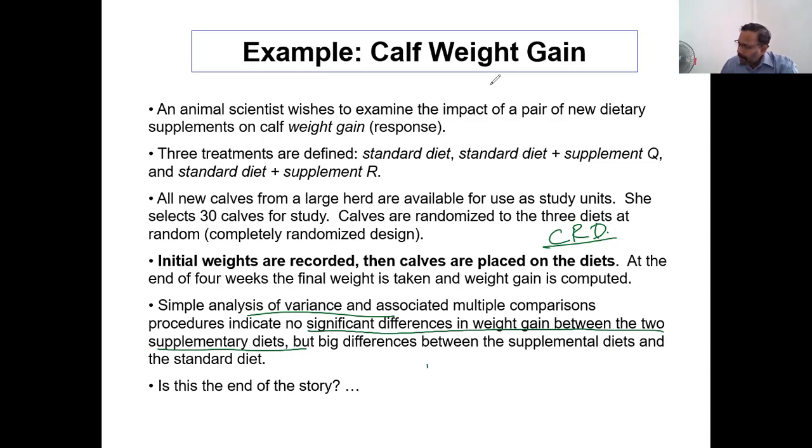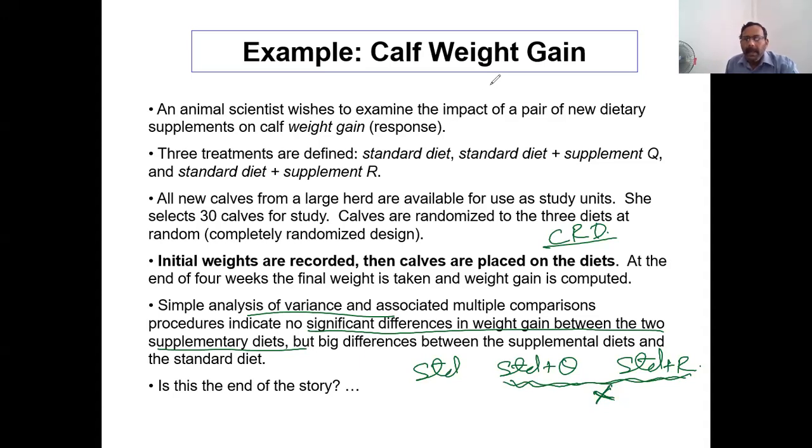We want to compare the standard diet, standard with Q, and standard with R. So these are the 3 diets, isn't it? When we compare, the result says there's no difference between these 2. That is what the first sentence says: no significant difference in weight gain between the 2 supplementary diets. This is the result.